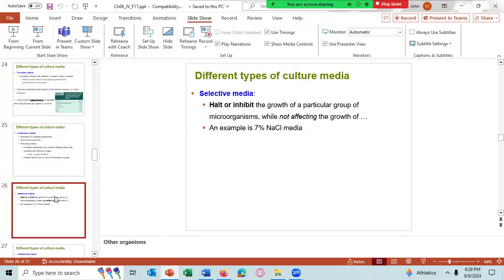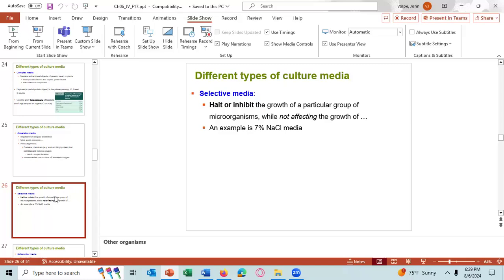All right. We also have a selective media. This is a media that has a chemical in it that halts or inhibits the growth of a particular group of microorganisms while not affecting the growth of another type of organism. One example of a selective media is 7% sodium chloride media. This media is made up of 7% sodium chloride, which is way too much salt for most organisms to grow. Only organisms that like salt can grow in 7% sodium chloride media.